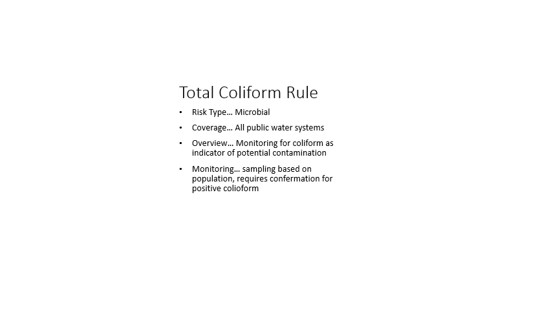It's a very broad review of Safe Drinking Water Act rules and regulations. Total coliform rule: the risk type is microbial, and coverage is all public water systems. The overview is monitoring for coliform as an indicator of potential contamination. Monitoring sampling is based on population size and requires confirmation for positive coliform.